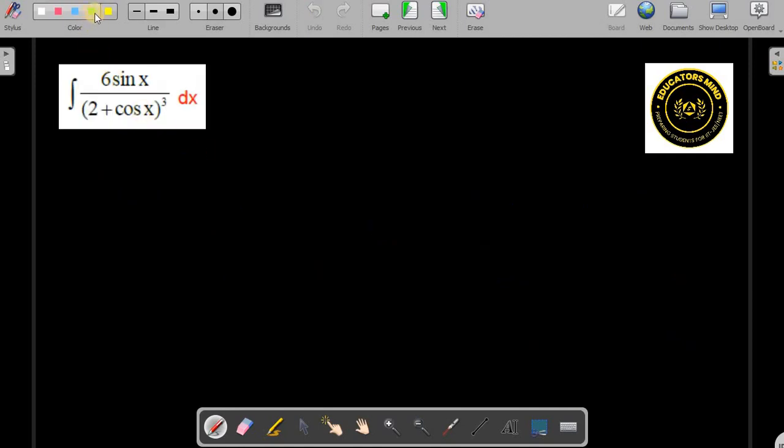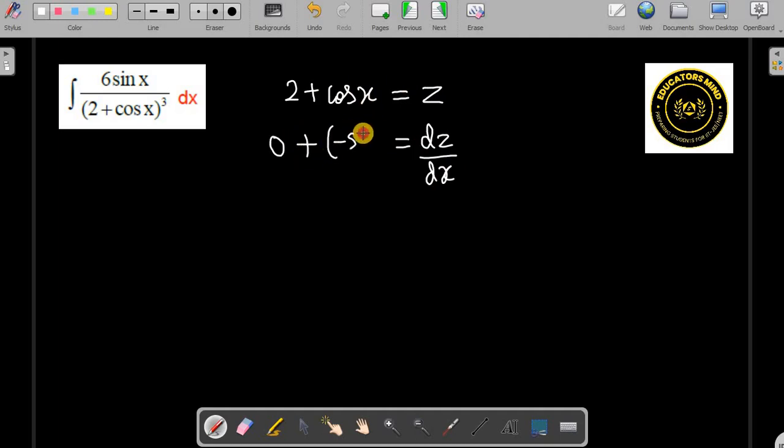Then let's take this question. How can we work out this type of problem? Again, if substitution is going to work, you should use it. Think in terms of substitution. So we can put 2 plus cos x as z. So dz by dx: constant differentiation is 0, and cos differentiation is minus sin x. So from here, sin x dx can be written as minus dz.